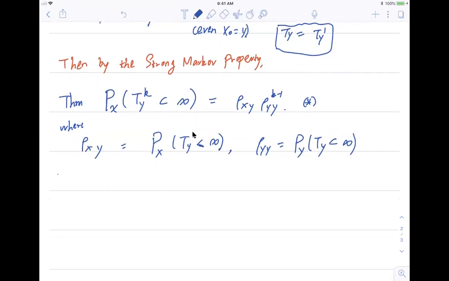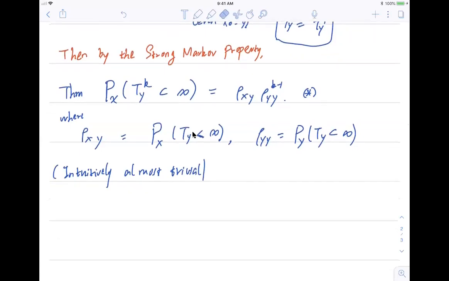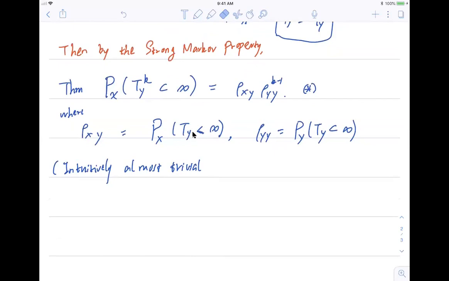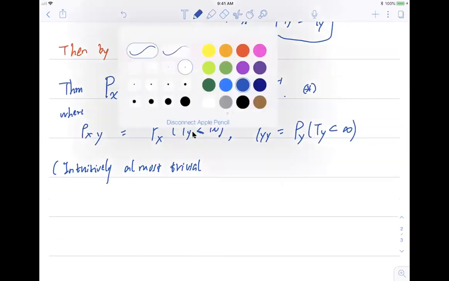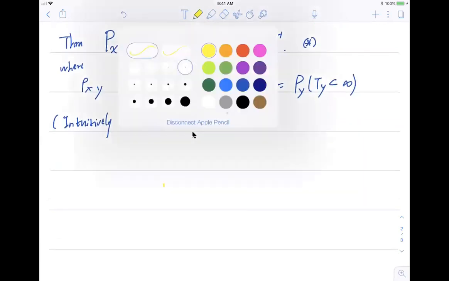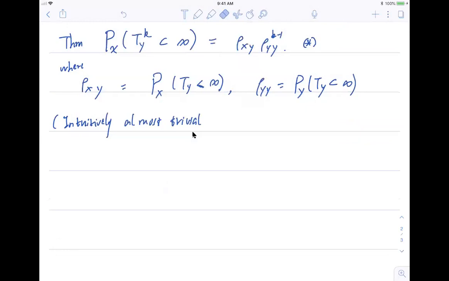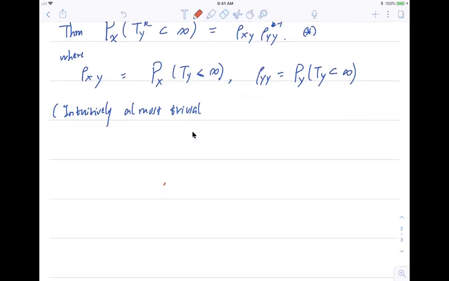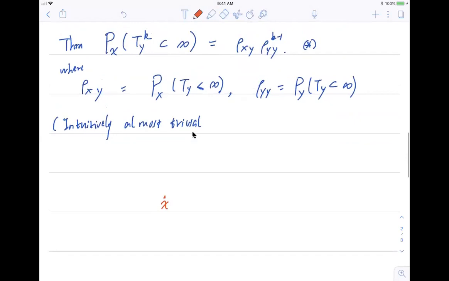So this equation actually is intuitively very easy, right? Intuitively, it's almost trivial. So why did I say so? Because what does this mean, right? So let me use another color. For instance, here, let's say you're starting from x, initially starting from x, and in the end you return to y k times, right?